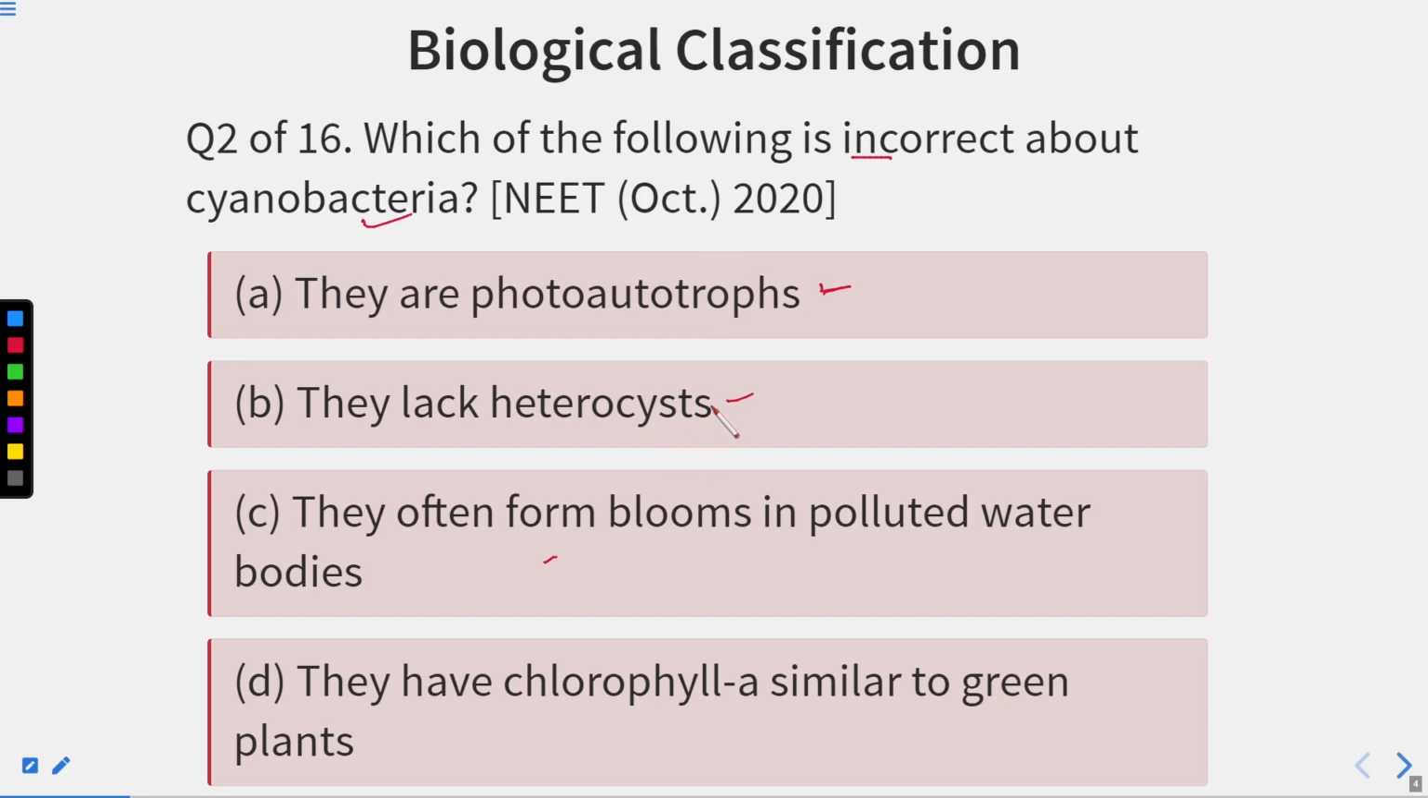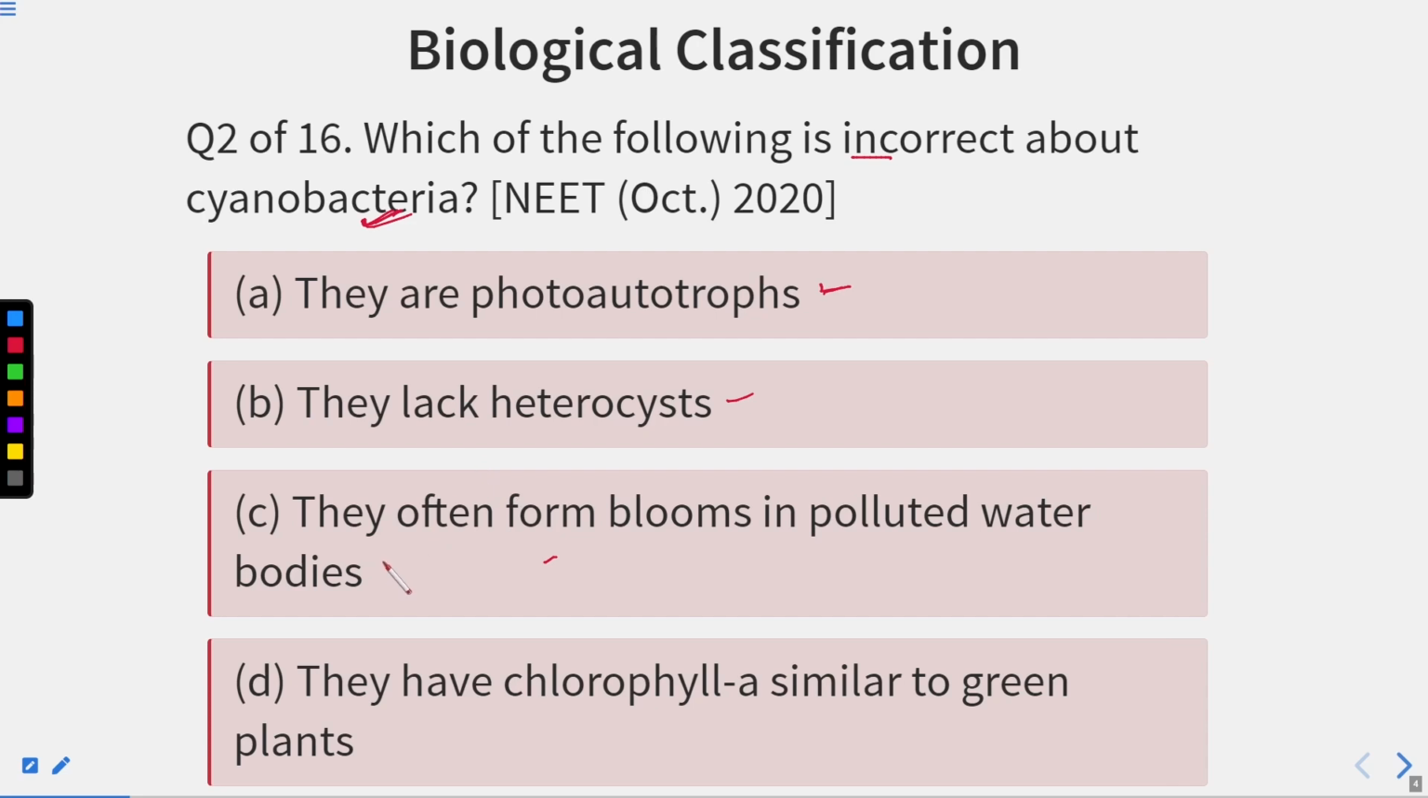They lack heterocyst. Now what is heterocyst? Heterocyst is a specialized cell in which nitrogen fixation takes place. This heterocyst is present in filamentous cyanobacteria, also known as blue-green algae. So cyanobacteria consist of heterocyst, but here the option says they lack heterocyst.